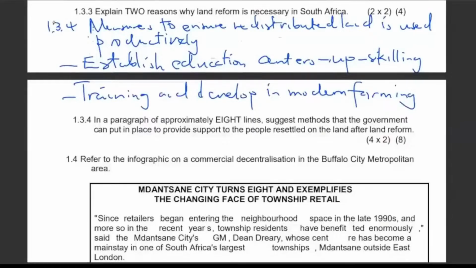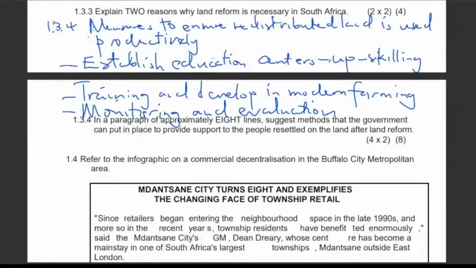Then we can also look at monitoring and evaluation. The government can do monitoring and evaluation. They monitor the situation. Is there any improvement? And if there is any improvement, then how can we enhance further improvement? Or if there's no improvement, what can we do? We'll find ways of addressing the situation and making sure that there is progress amongst the farmers who have been resettled.